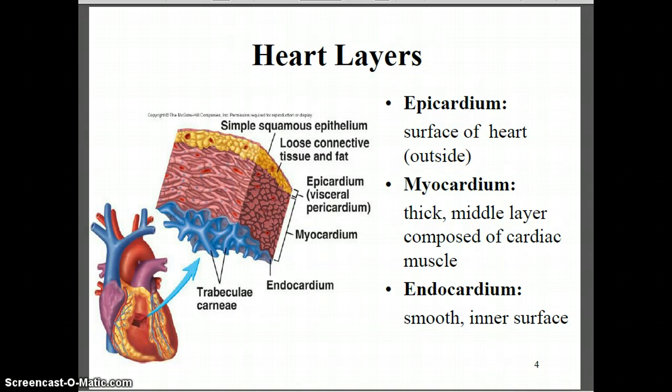The layers of the heart include the epicardium, which is the surface of the heart, the exterior portion. This shows you diagrammatically what those layers look like. The myocardium, myo meaning muscle, so the muscular layer of the heart, and the endocardium, endo meaning inside, the smooth inner surface of the heart.